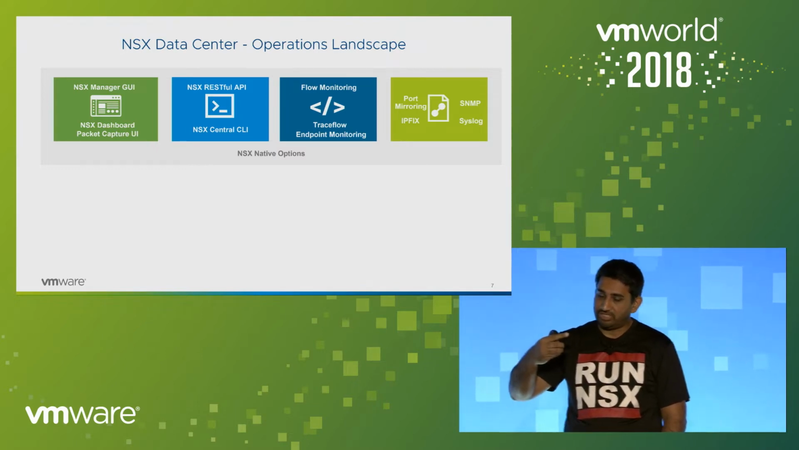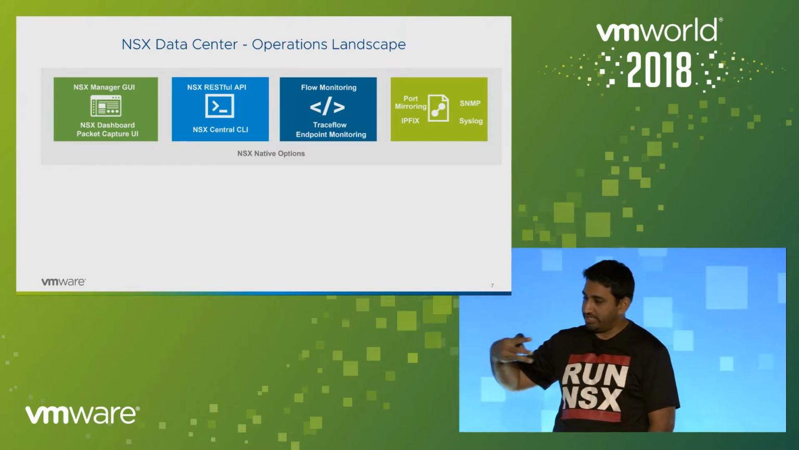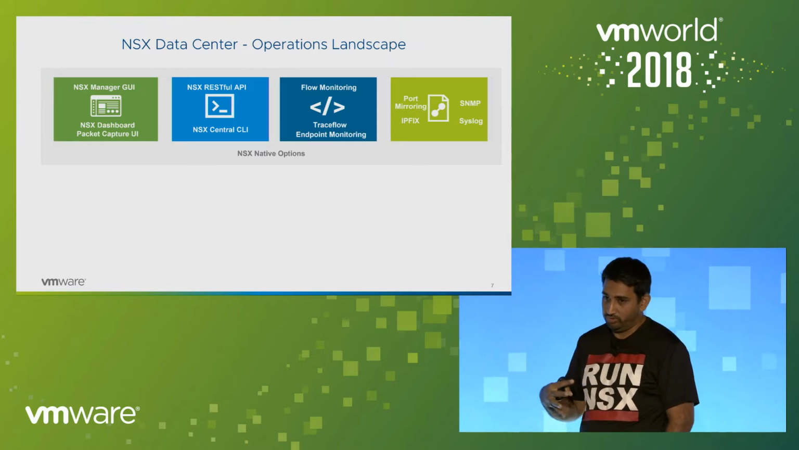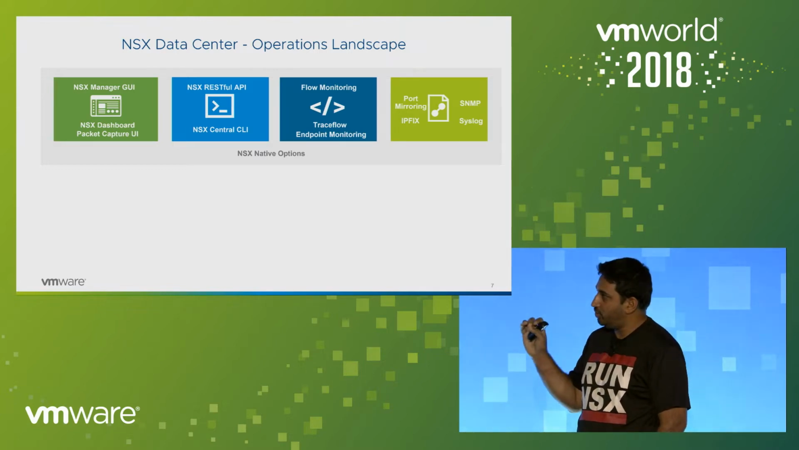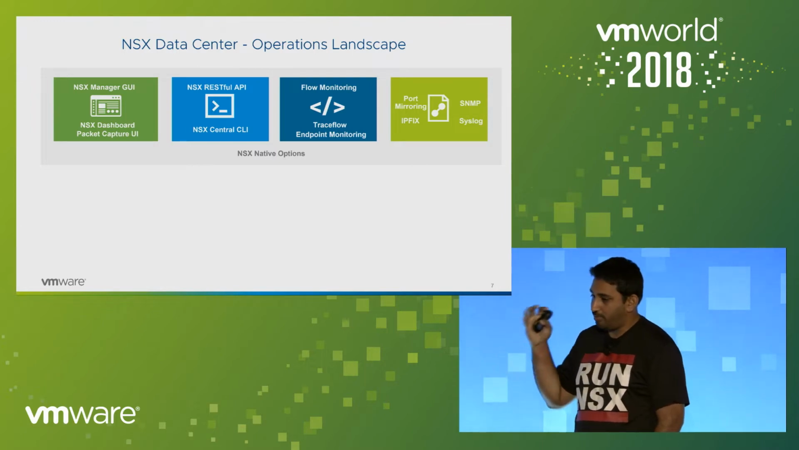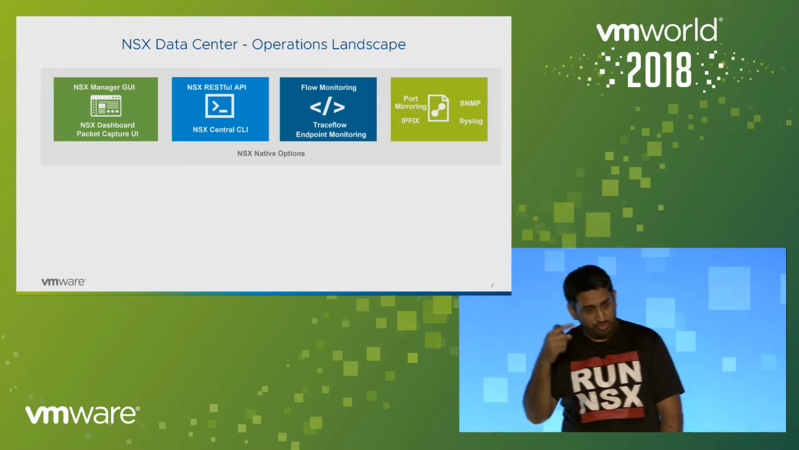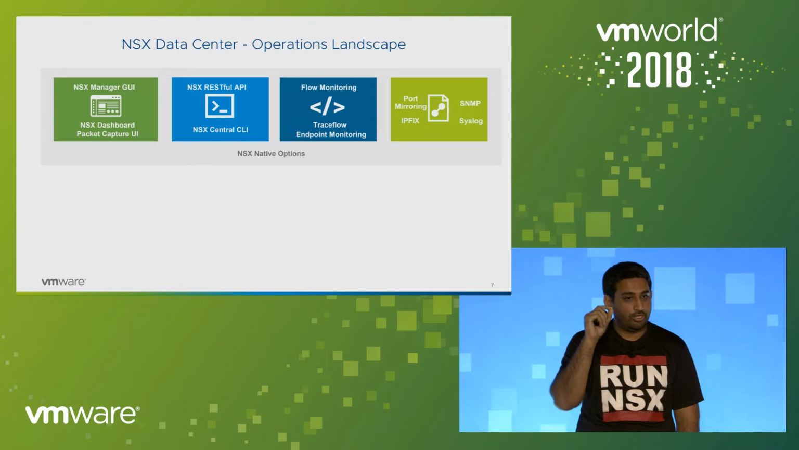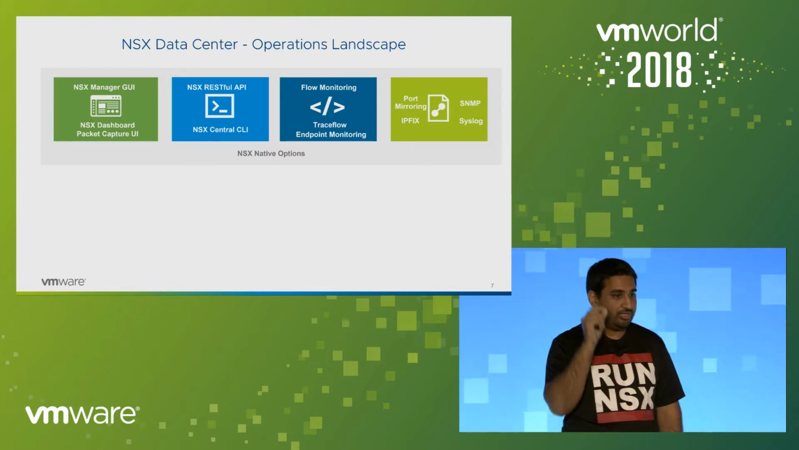So that's the very first slice. So I'm going to put this in 3 buckets. The first bucket is NSX native tools. So these tools are not external, they're part of the product. And another thing to remember is these are the tools that are closest to the truth, right? The truth is your packet.